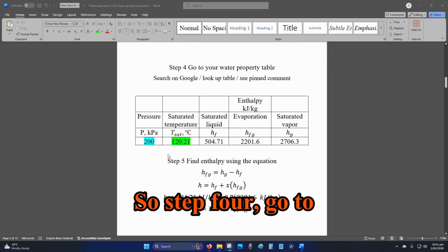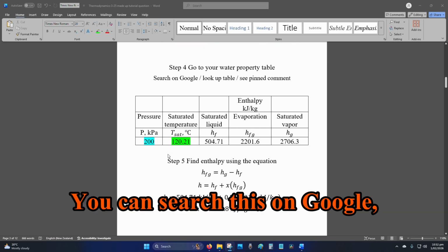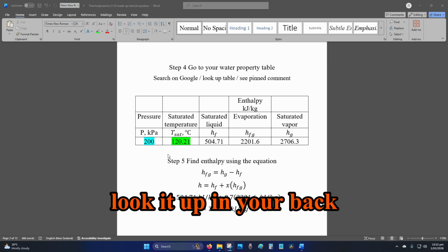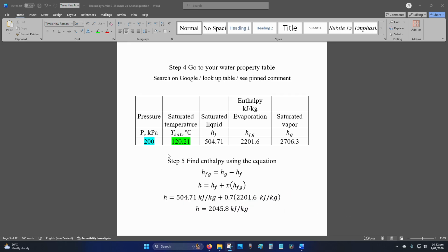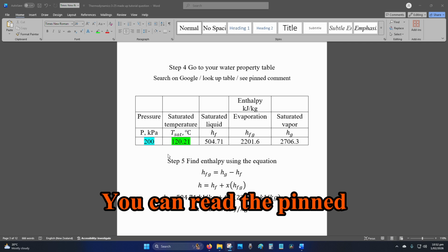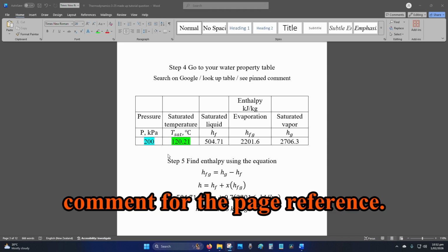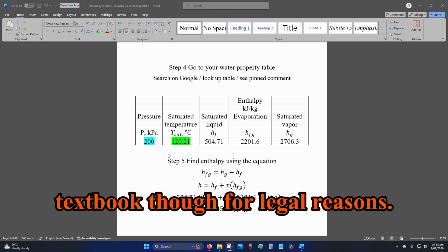So step 4, go to your water property table. You can search this on Google, look it up in the back of the textbook or PDF. You can read the pinned comment for the page reference. I can't tell you what textbook though, for legal reasons.